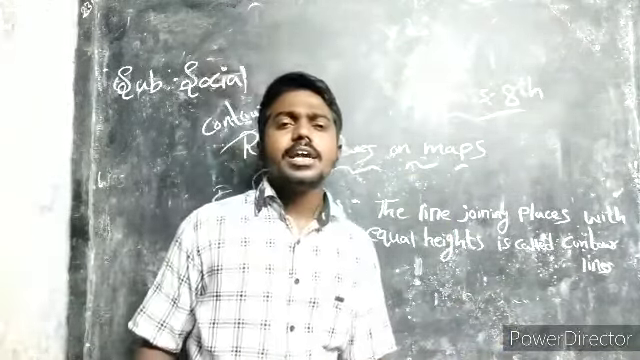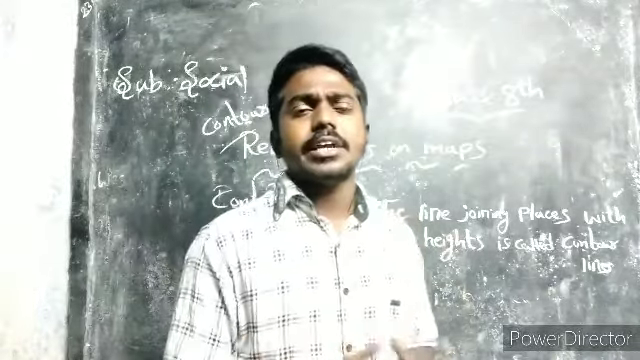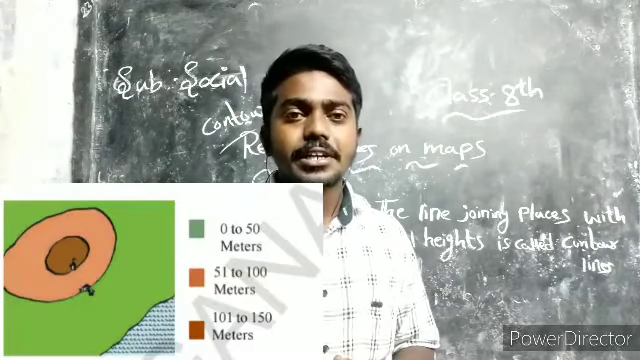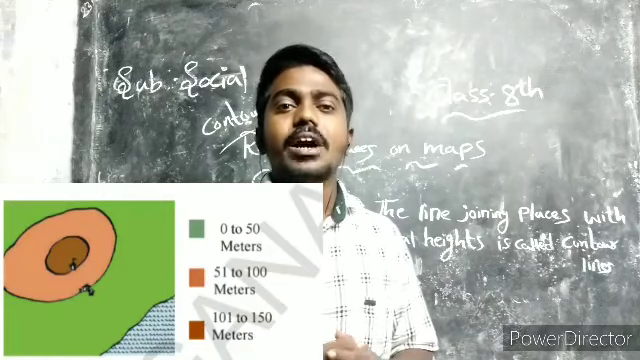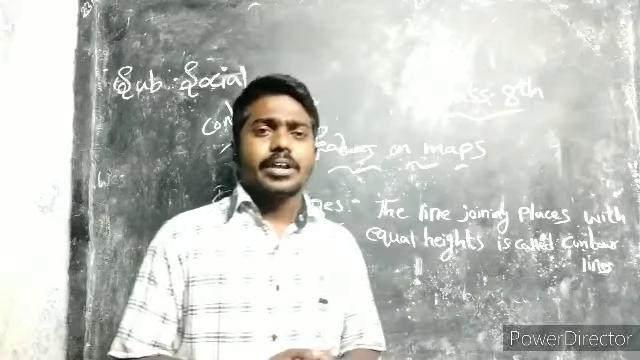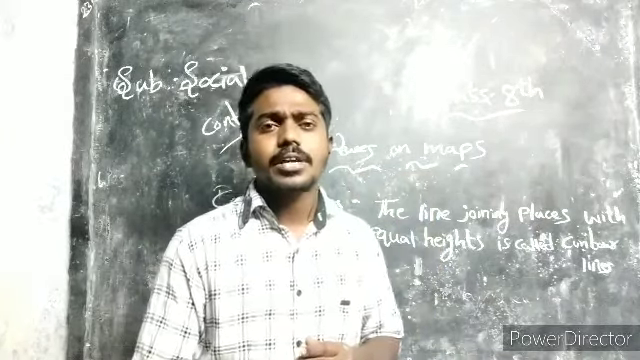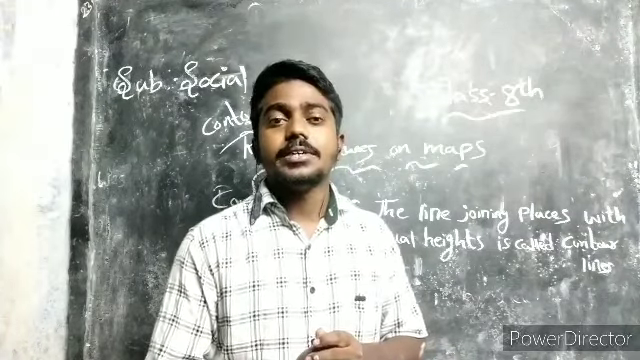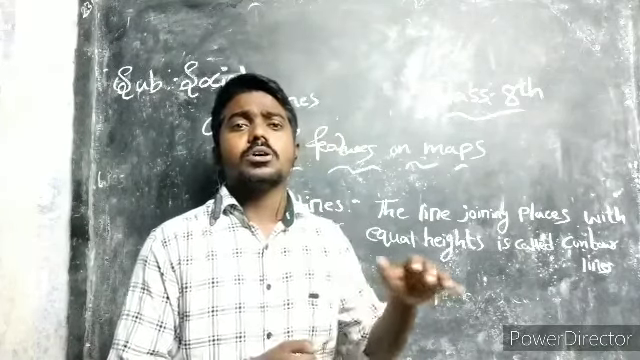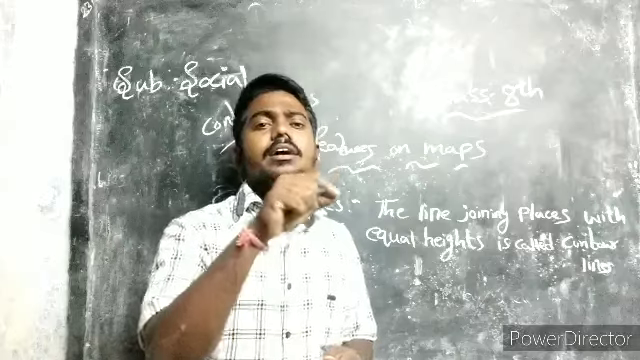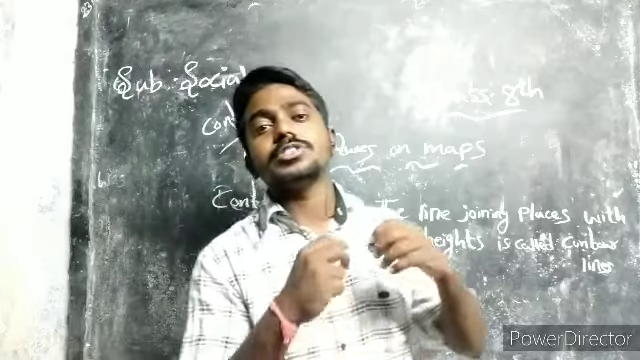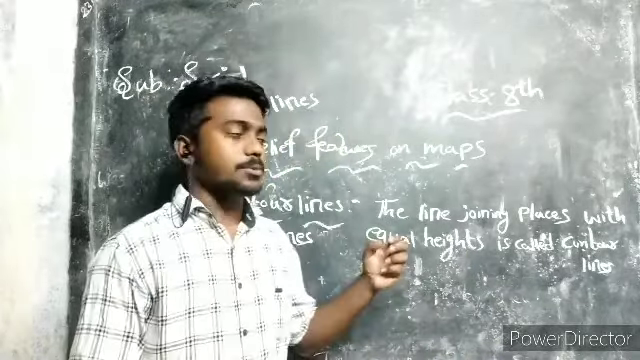Okay, next. Contour lines are drawn at fixed intervals. For example, 20-meter contour line, 15-meter contour line, 100-meter contour line, 150-meter contour line. In the map, for every 100-meter, 150-meter contour line, we use different colors to show different contour lines. If we show the 100-meter contour line, then we use red color. If we want to show the 150-meter contour line, then we use a different color.